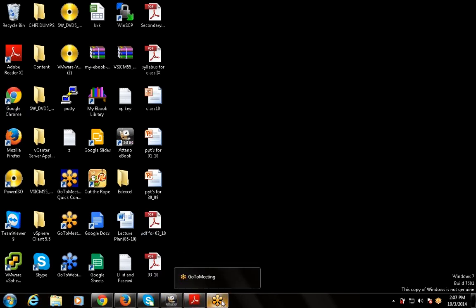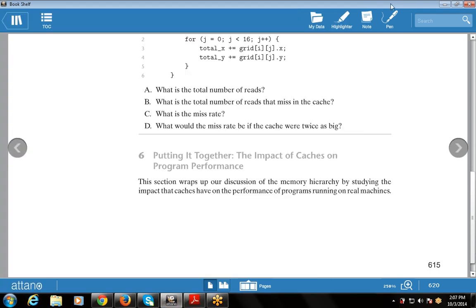So let's start with the topic that we have covered in yesterday's class, and today's topic is the impact of cache memory on the performance. This is the impact of caches on program performance. But before that, let's take a quick review of what we have covered in the last class.